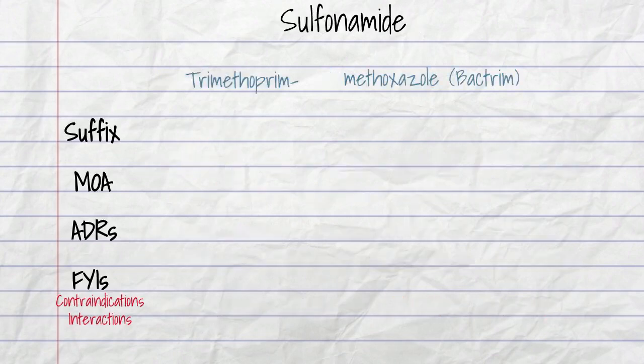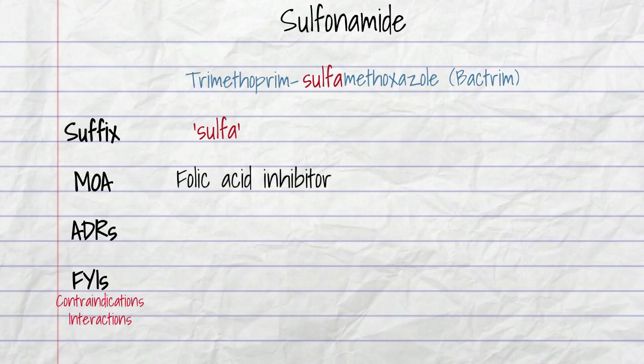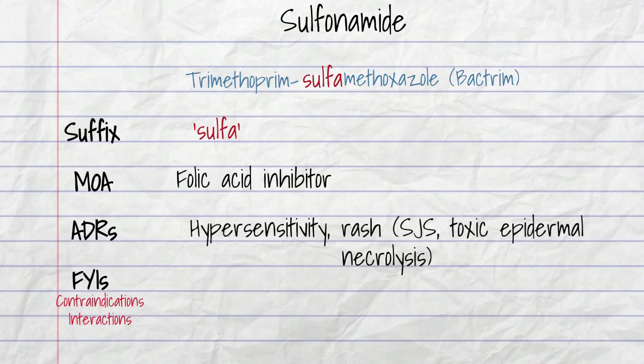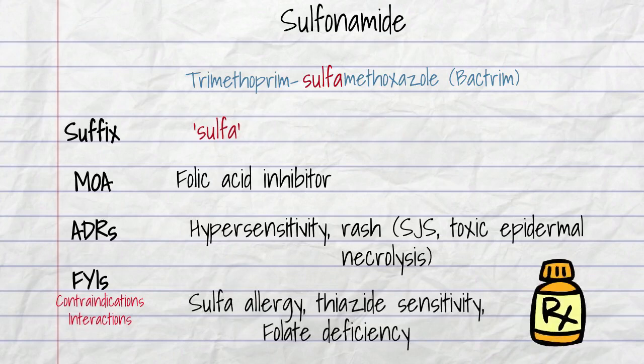Sulfonamides are a group of antibiotics that usually have sulfa in the name. Sulfonamides prevent folic acid production, a necessary ingredient in cellular replication. Sulfonamides are associated with hypersensitivity and a wide variety of rashes. Patients with known sulfa or thiazide allergy or anyone with an underlying folate deficiency should not receive sulfonamide antibiotics.